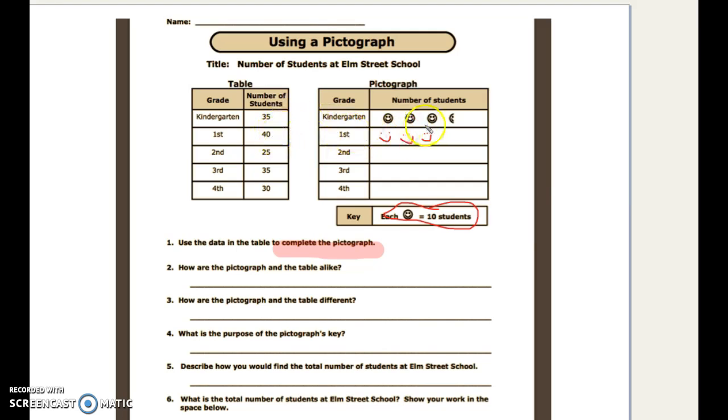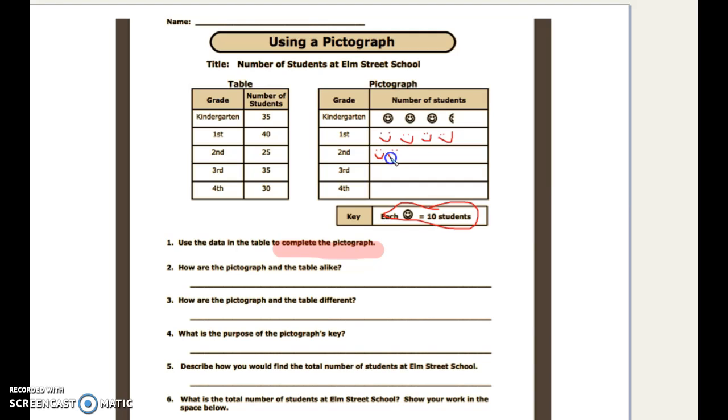And I need to show 40, so I'm just going to add one more smiley face, and 4 smiley faces would represent 40 students. Now I'm going to go to second grade. Second grade has 25 students. I'm going to add one smiley face for 10 students.